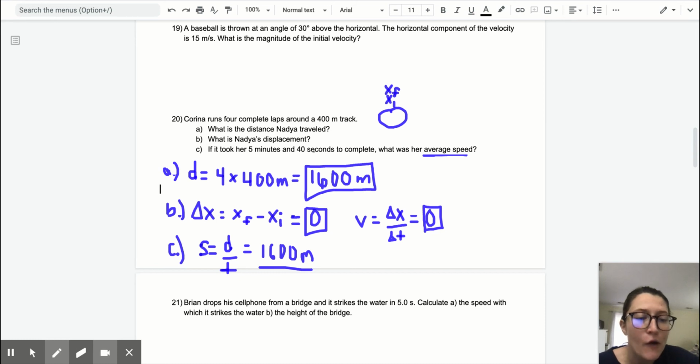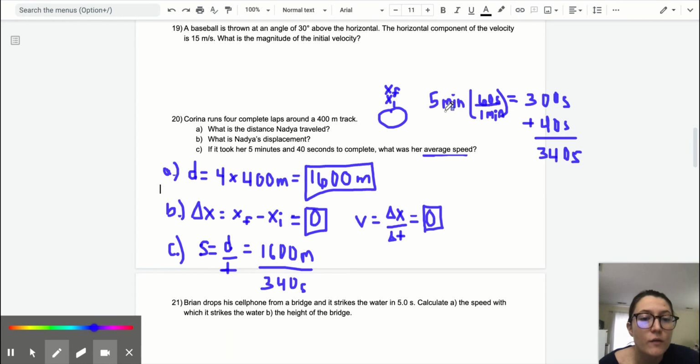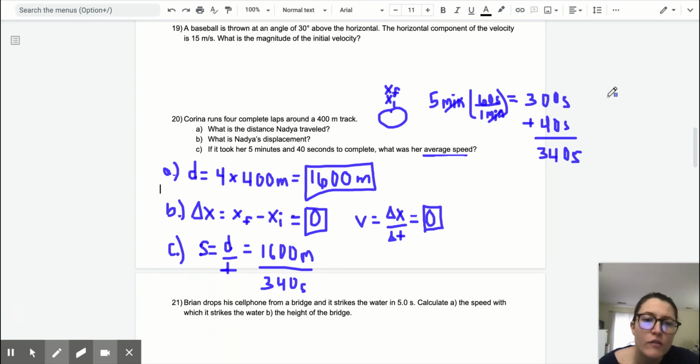So pause the video and give that a try. Convert 5 minutes to seconds. Okay, so we have minutes in the denominator. We multiply by 60 seconds, because there are 60 seconds in a minute. We get 300 seconds. So it takes her 300 plus the 40 seconds to complete the run. Okay, so that's 340 seconds. So the total time is 340. So we divide 1,600 by 340, and we get 5.3. Our units are meters per second.